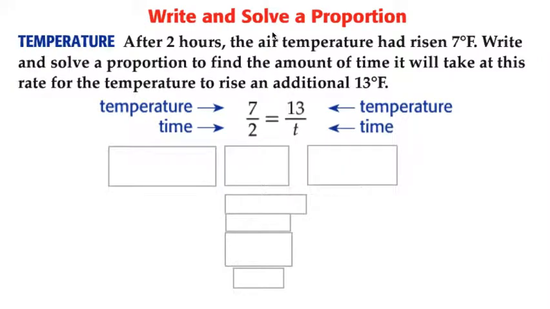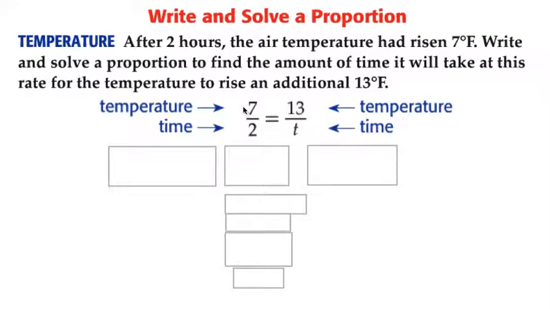So here's an example. We're using temperature. After 2 hours, the air temperature had risen 7 degrees Fahrenheit. Write and solve a proportion to find the amount of time that it will take at this rate for the temperature to rise an additional 13 degrees. So the temperature rose positive 7 degrees, and the time factor was 2 hours. So our time is in hours, and our temperature is in Fahrenheit. We want to know how much time it will take to rise an additional 13 degrees.